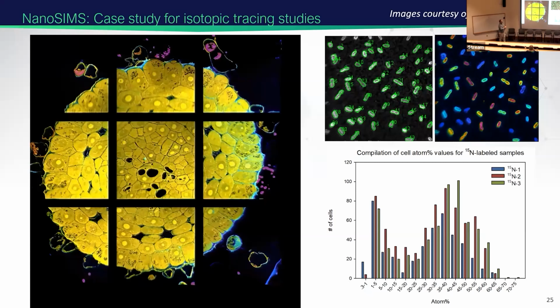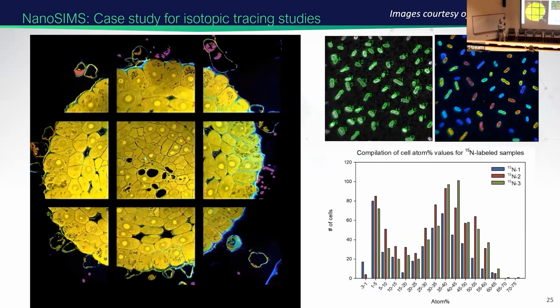So not only can we see subcellular, we can actually see the uptake of different nitrogen isotopes or different carbon isotopes directly by this technique. This is a great case study if you're interested in isotopic tracing studies and you need that fine resolution. SIMS and NanoSIMS are really ideal for this.